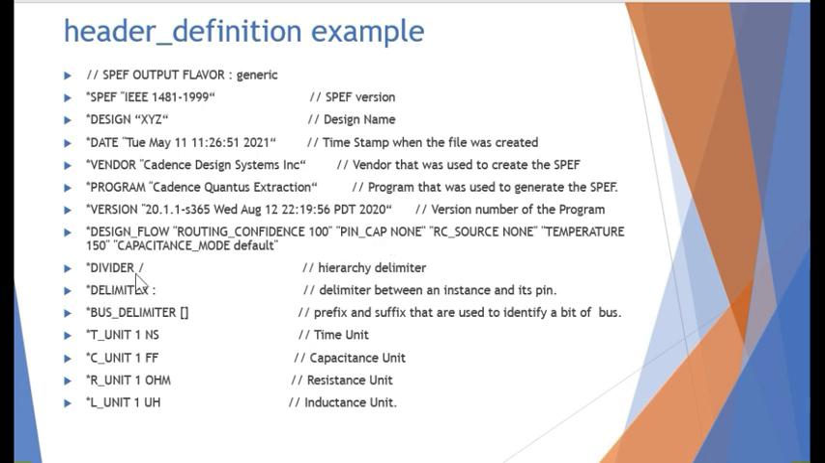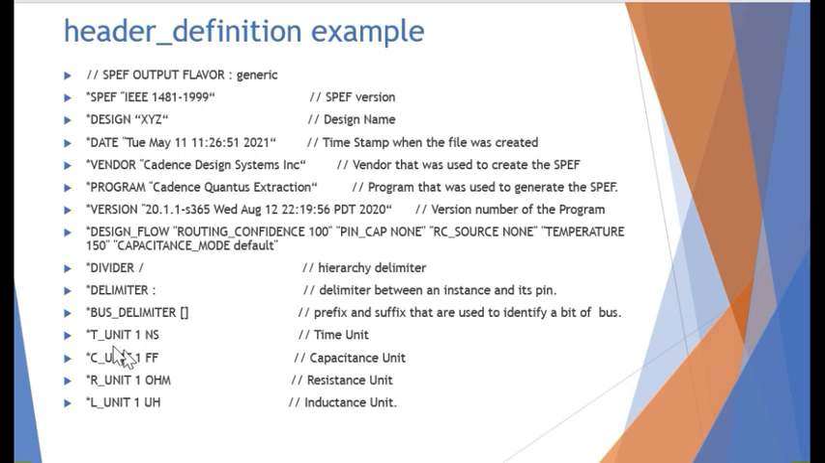Now this divider is the hierarchy delimiter. So any kind of logical hierarchy or physical hierarchy will be delimited by this particular delimiter. And this delimiter specifies the delimiter between an instance and its pin. This is the bus delimiter. This prefix and suffix are used to identify a bit of the bus.